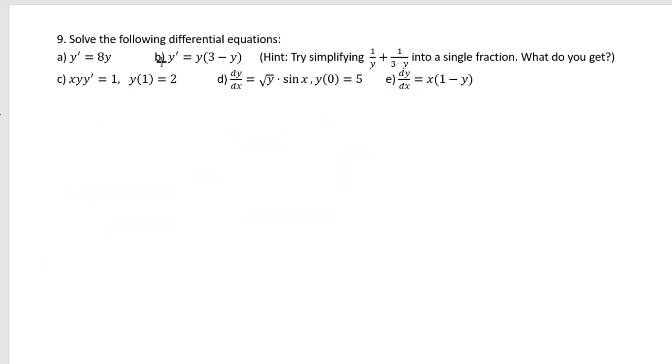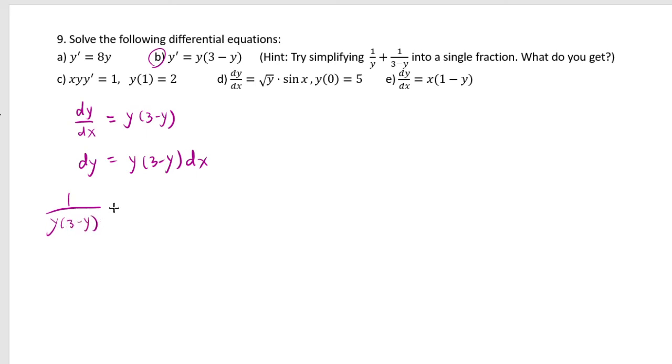Okay, let's do the next one. This one, again, we use the same principle. dy/dx is equal to y times (3 minus y), and then you multiply dx to the other side. You get y(3 minus y) dx, and then since you have y's here, that should go to this side, so you divide by y, and then you integrate. Okay, the right side is just integrating a 1. You should think of dx as 1 times dx, so the right side is just x plus c.